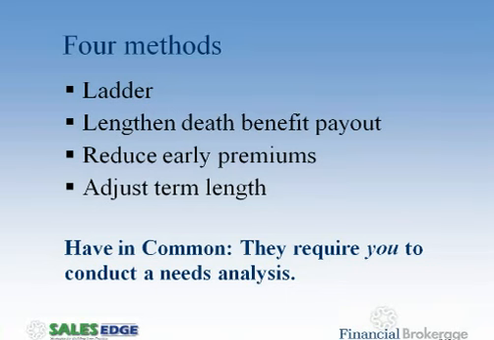Of course, Banner Life allows us to reduce the premiums in the early years. And a few of these carriers, especially those on the UL chassis, are going to let us adjust the term length in 1-year increments. So we can be very, very precise with that. The death benefit lengthening carriers were American General, Transamerica, and West Coast Life.